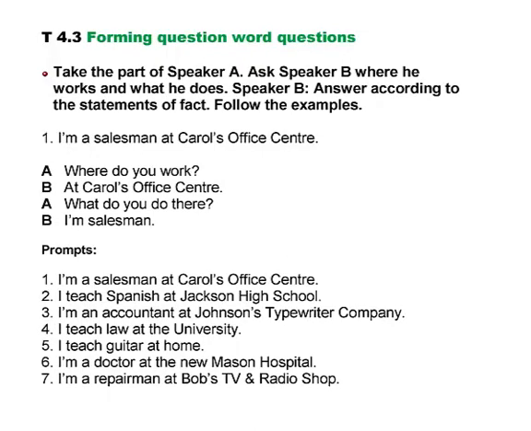Forming question word questions. Take the part of Speaker A. Ask Speaker B where he works and what he does. Speaker B, answer according to the statements of fact. Follow the examples. 1. I'm a salesman at Carol's office center. Where do you work? At Carol's office center. What do you do there? I'm a salesman. Now do the exercise.